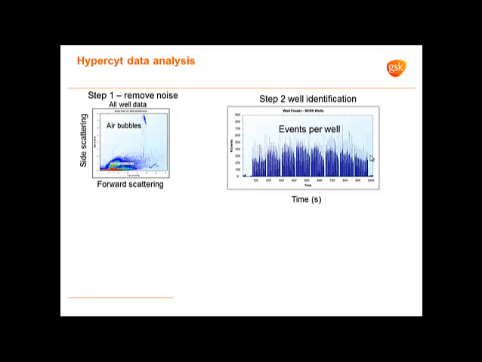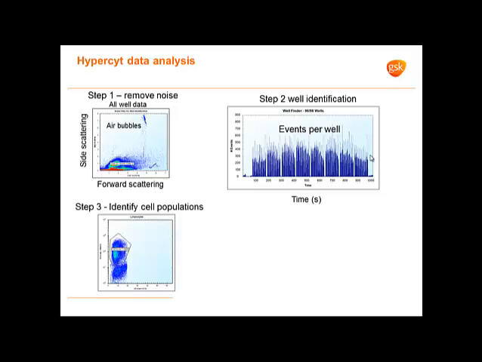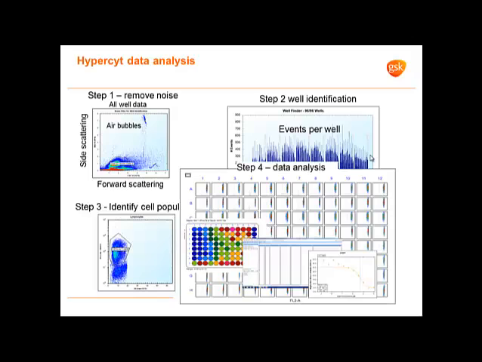Then you can do your conventional flow cytometry analysis and identify your cell populations. In this case, this is all well data, but you could choose to do single well data if you want to. And of course, then you can do further analysis. You can look at each well separately, produce heat maps, have your Excel outputs, plot the curves, and report the data to your databases.